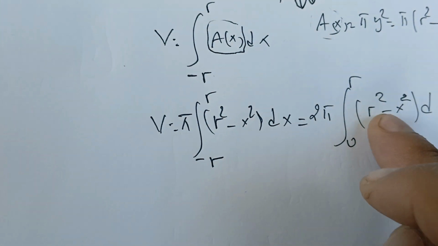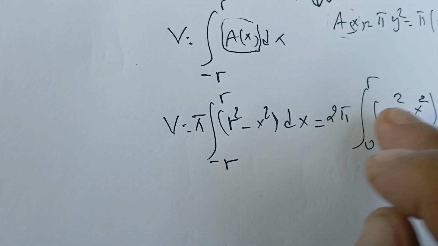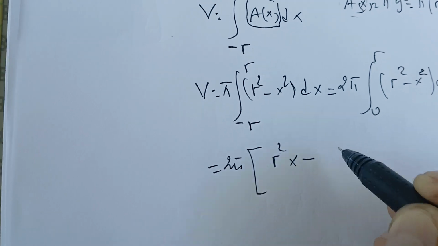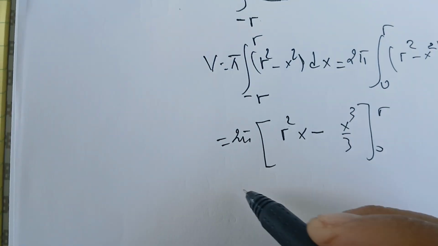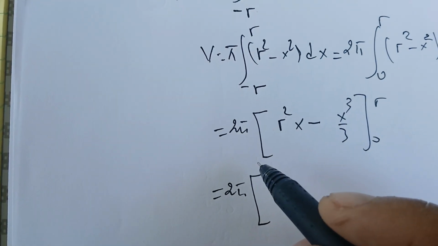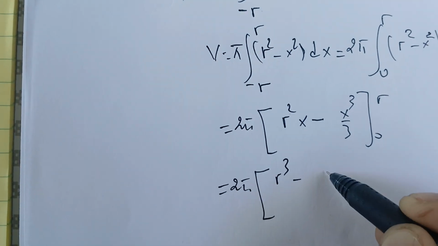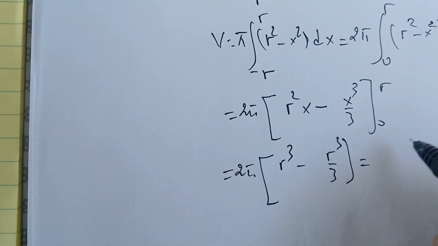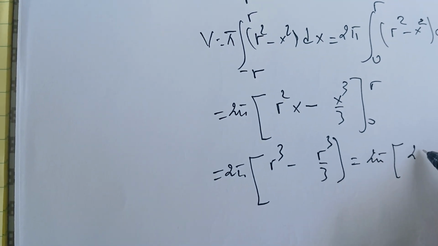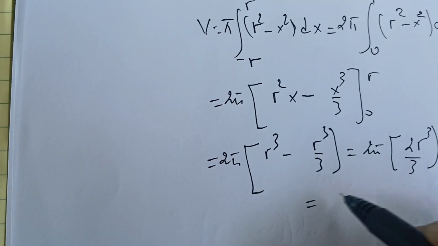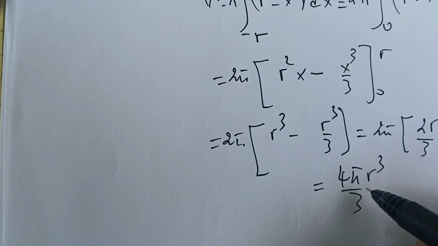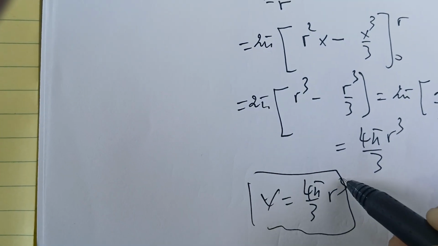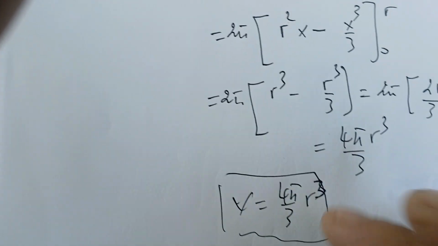This r squared is just a constant, and this is just a polynomial of degree 2, so it's easy for me to integrate. So I get 2 pi times r squared x minus x cubed over 3, between 0 and r. Now when I evaluate, I'm going to get r cubed minus r cubed over 3. When x is 0, I'm going to get 0. Therefore, if I simplify, I'm going to get 2 pi times 2r cubed over 3. And this means that this is 4 pi r cubed over 3. And this is the volume that I need. So 4 pi over 3 r cubed. And this is the volume of a sphere having radius r.